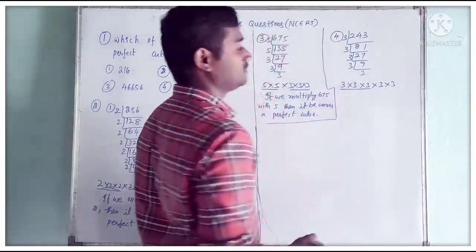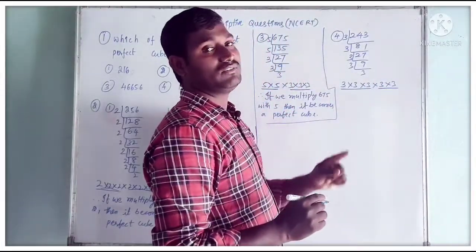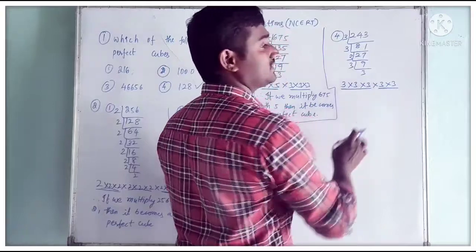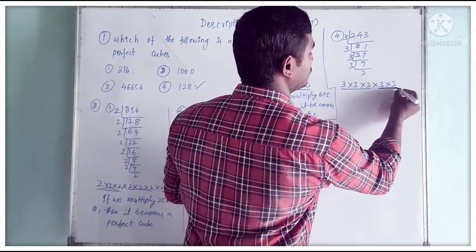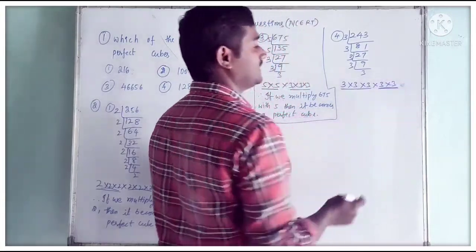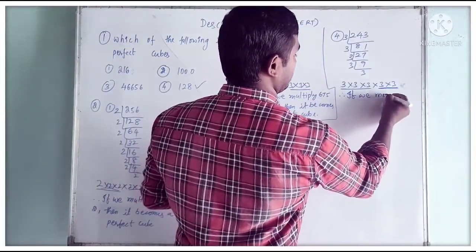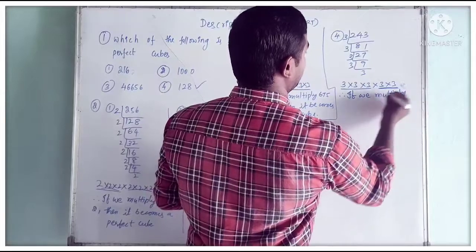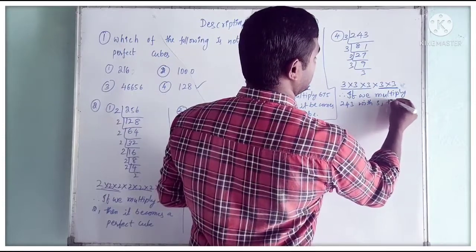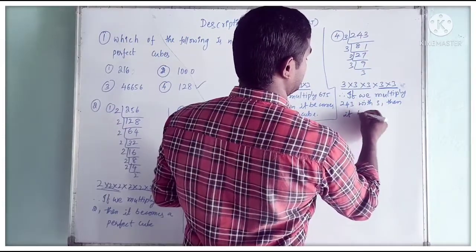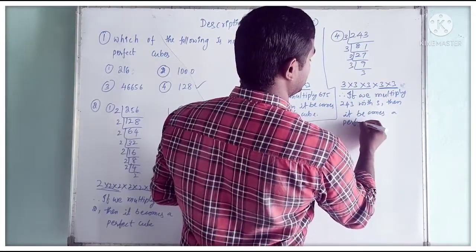So these 3s are one group, and here we have to make a group. We have only two 3s, but how many do we need? Three 3s. To make it a perfect cube, we need one more 3 extra. That means if you multiply 243 with 3, then it becomes a perfect cube.